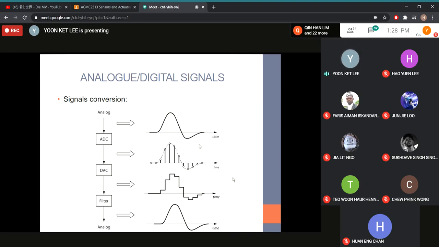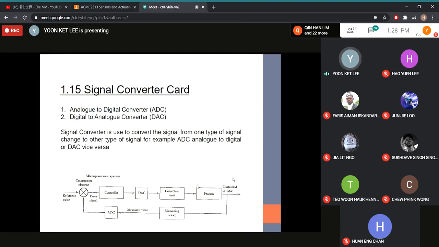Why do we need this? Let me explain. Just now I explained to you there is an ADC and a DAC, analog to digital converter and digital to analog converter. So why do we need these converter cards? Because they are used to convert the signal from one type to another type, for example ADC to DAC or DAC to ADC, vice versa.